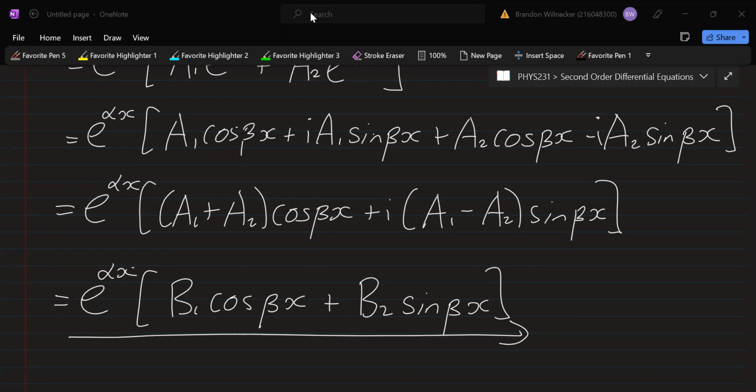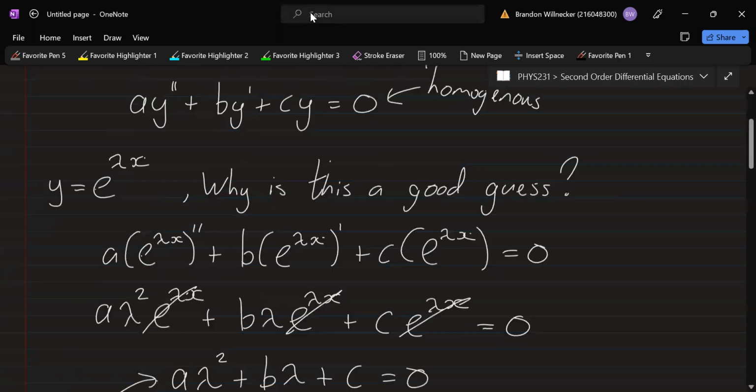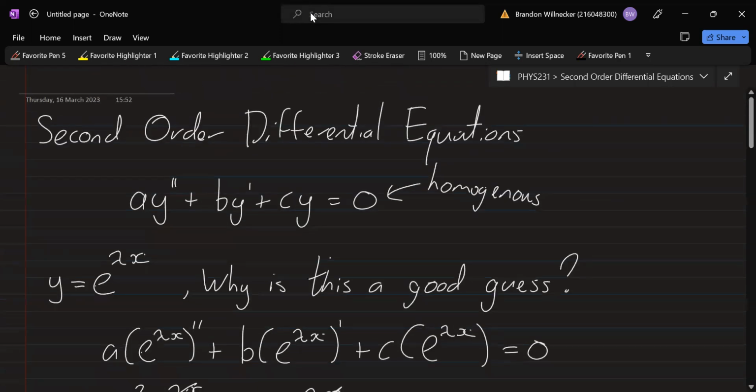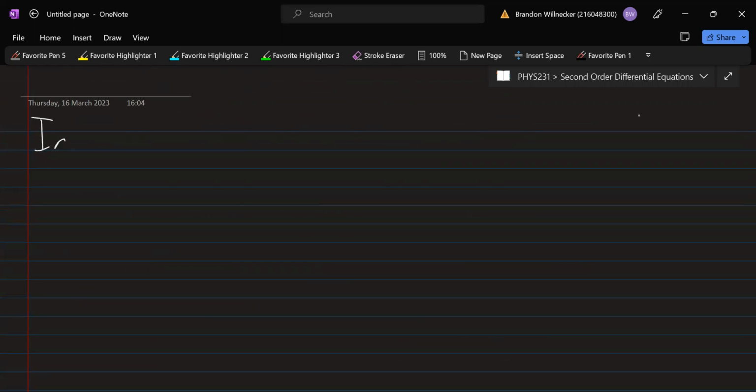So this is the general method to solve homogeneous differential equations, that is, with the right-hand side being 0, which makes it homogeneous. Now we're going to take a look at the inhomogeneous case, where the right-hand side is not 0. Inhomogeneous second-order differential equations.